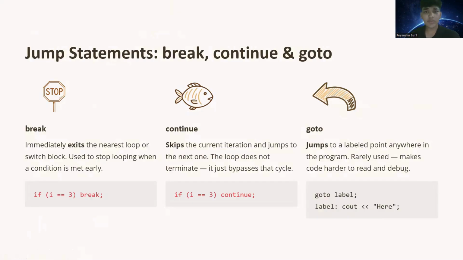Finally, we have the jump statements, which has three. First one is break, which immediately stops the loop or switch. Second is continue, which skips the current iteration and moves to the next one. And the last is goto. It is rarely used because it makes code confusing.